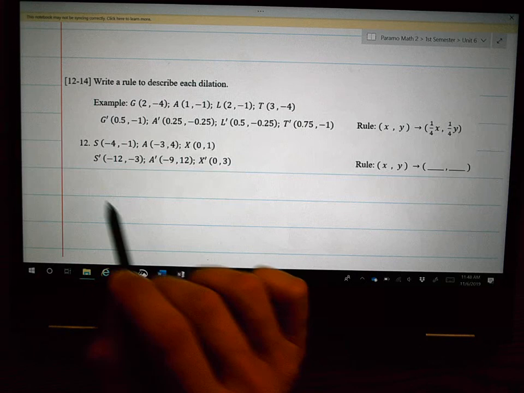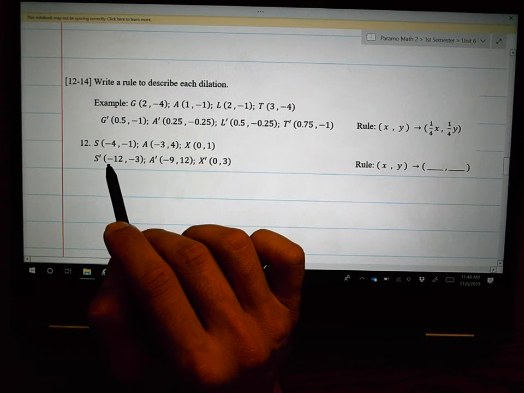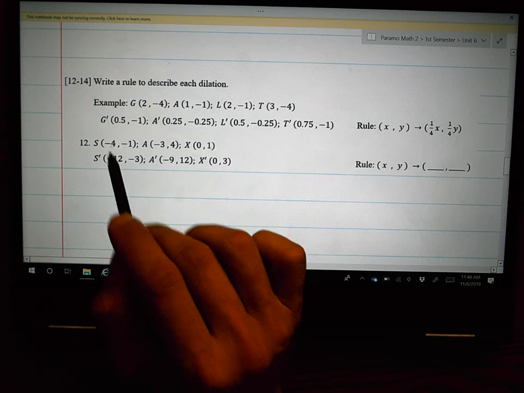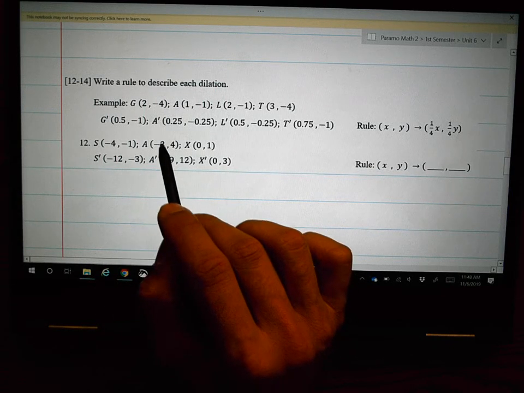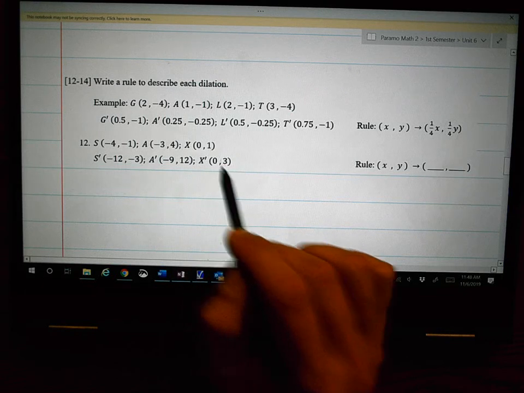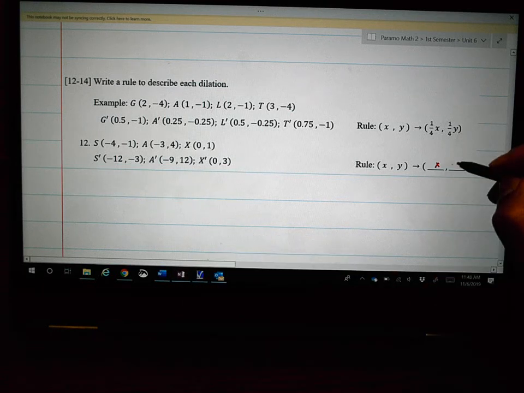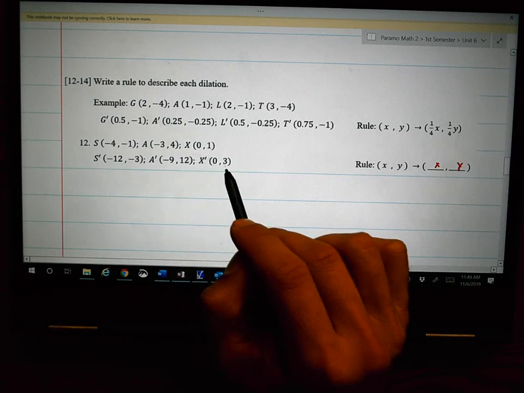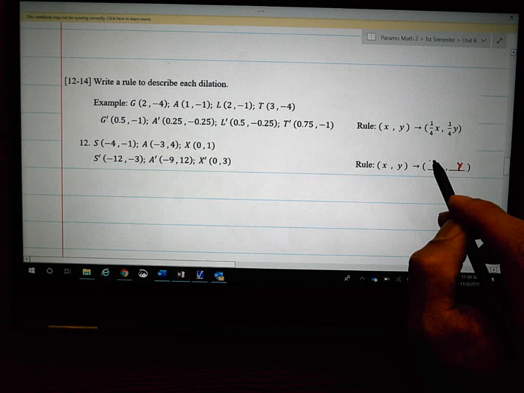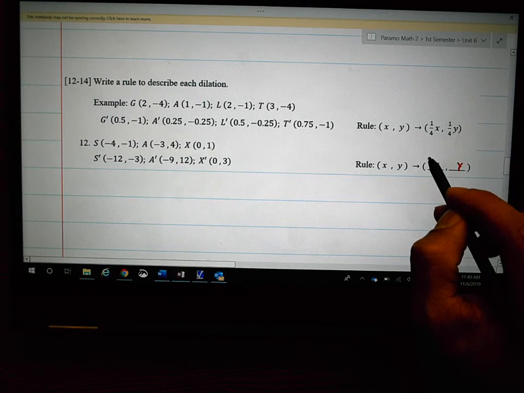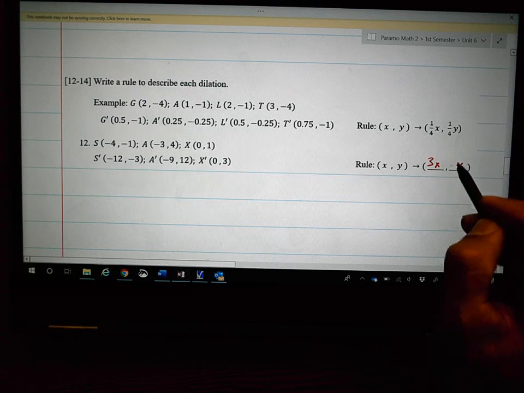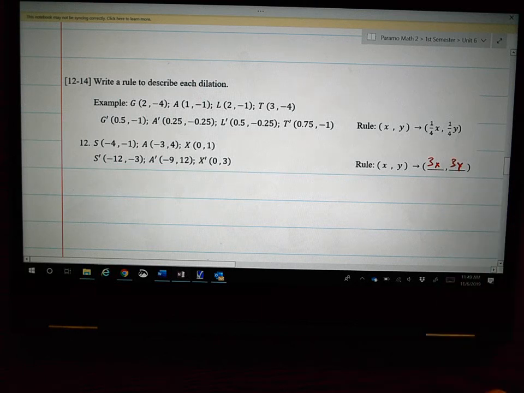For us, you're going to take the image divided by the pre-image. Negative divided by a negative is a positive. And it should be the same thing for each x and for each y. What's the scale factor that you get every single time for number 12? If you know it, say it. I heard 3 to 1, but I'm just going to put 3. 3x, 3y. I'm hoping that makes sense to you. I'm going to stop your notes right there.